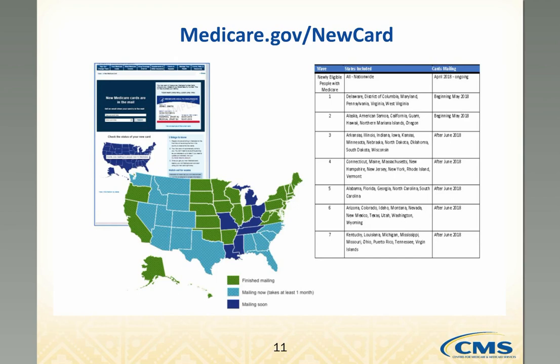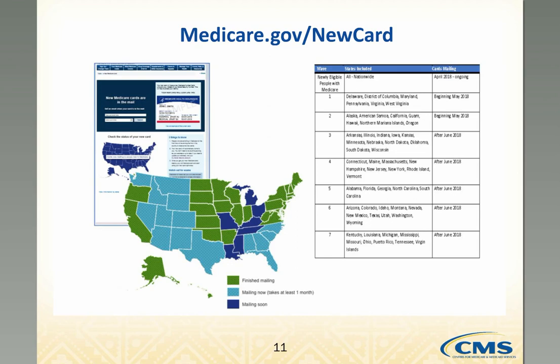And you can see by the map that soon we'll be mailing to Kentucky, Louisiana, Michigan, Mississippi, Missouri, Ohio, Tennessee, Puerto Rico, and the U.S. Virgin Islands. That's next on the list for October. Currently, we're mailing in the blue areas.